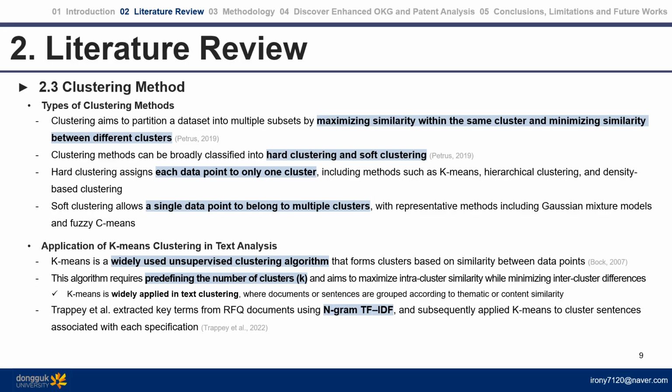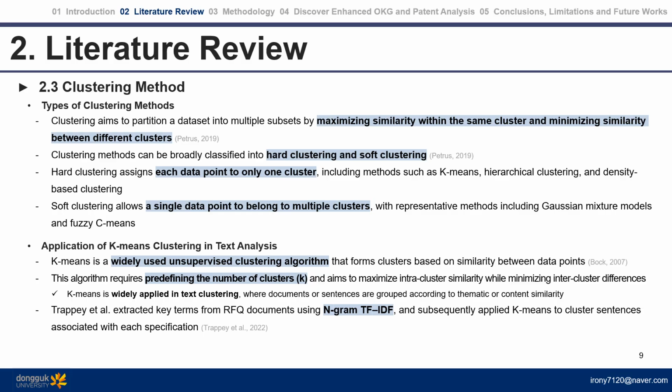and minimizing similarity between different clusters. Clustering methods can be broadly classified into hard clustering and soft clustering. Hard clustering assigns each data point to only one cluster. On the other hand, soft clustering allows a single data point to belong to multiple clusters.